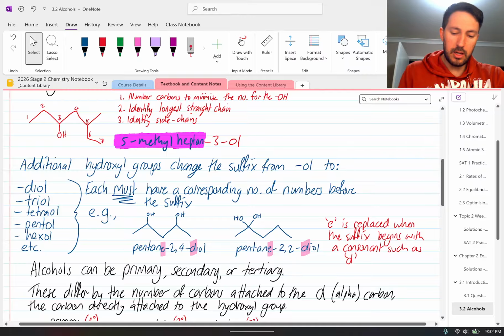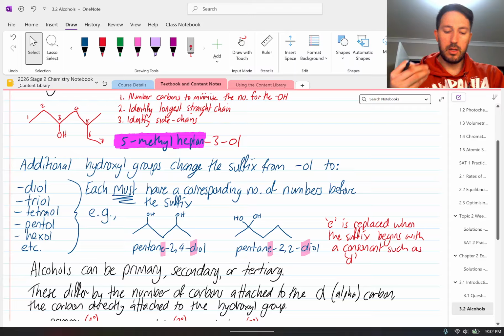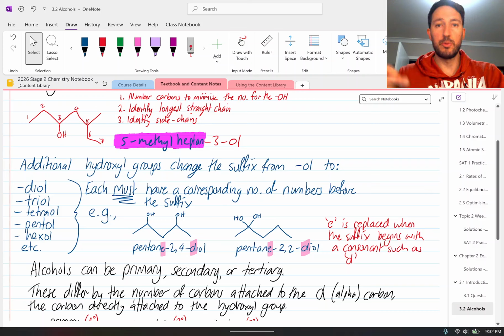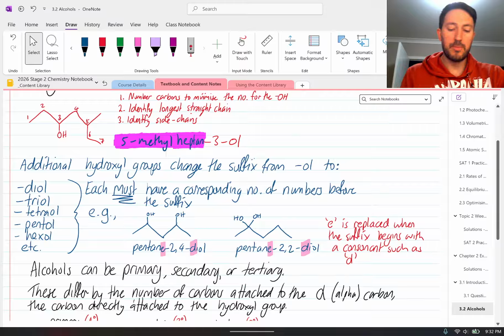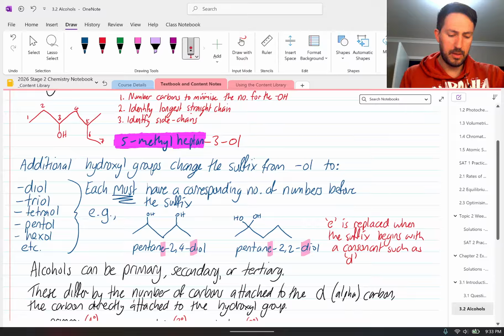Now, if you have more than one hydroxyl group, the OH group, on a molecule, then not only do you have to put a number to tell you exactly where each of those OH groups are, but you also change the ending from ol to another word, or you add another prefix depending on how many OH groups there are. So if there's 2 of them, it'll be a diol. If there's 3, it'll be a triol, tetraol, and pentaol, etc.